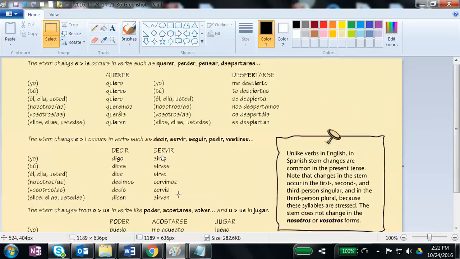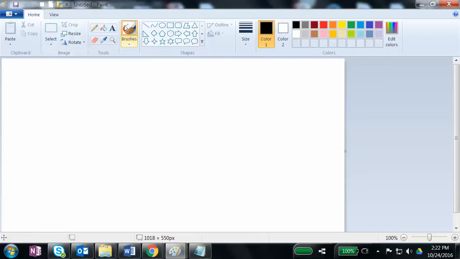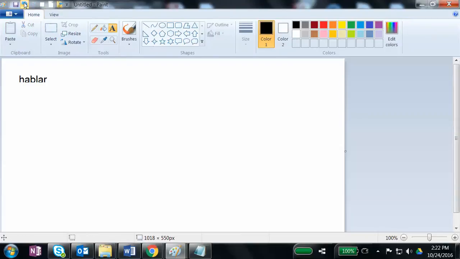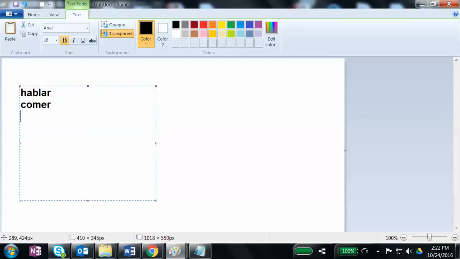Okay, so I'm going to talk to you guys about irregular verbs. So when we talk about a verb in Spanish, let me just put up a couple of them. Okay, so here's a couple of verbs that we have in Spanish.